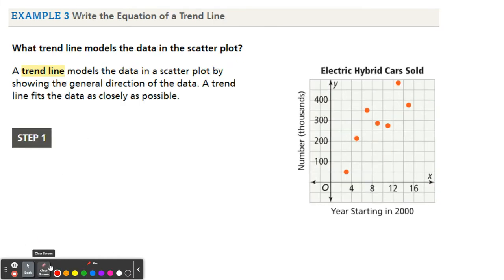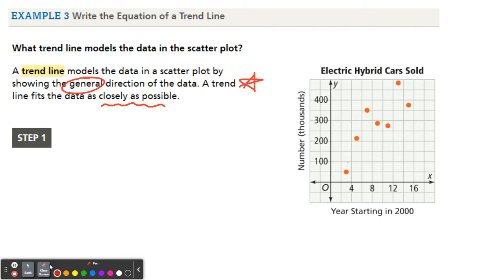So it says, what trend line models the data in this scatter plot? So this is the definition of a trend line, right? It says the trend line models data in a scatter plot by showing the general direction, right? This idea of the general direction. A trend line fits the data as closely as possible, right? So here is my data. You can tell that it's a positive association. So what we have to do here is visualize a line going through this data.